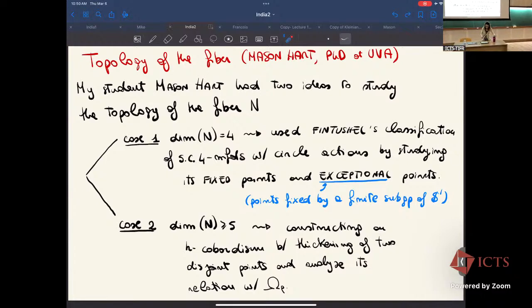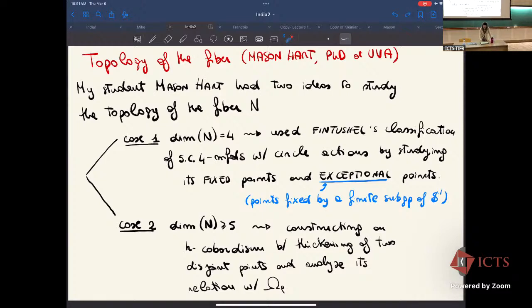And so he found this older paper of Fintushel, where he used circle action to classify simply connected four-manifolds. One thing that I didn't say out loud is that in all those cases, our manifold is simply connected, and that is important here. So Fintushel classifies simply connected four-manifolds by the circle action, by studying the fixed points of the circle action and the exceptional points. Fixed points are points that are fixed, and they come in two flavors: either fixed surfaces or isolated fixed points.